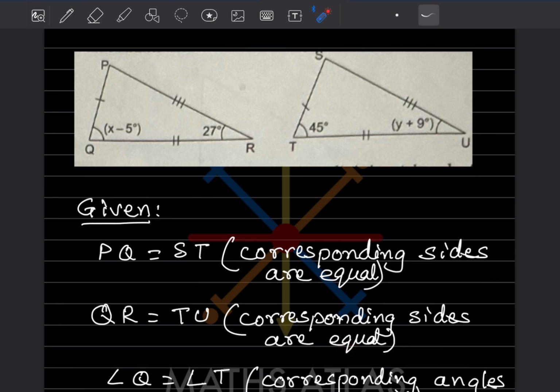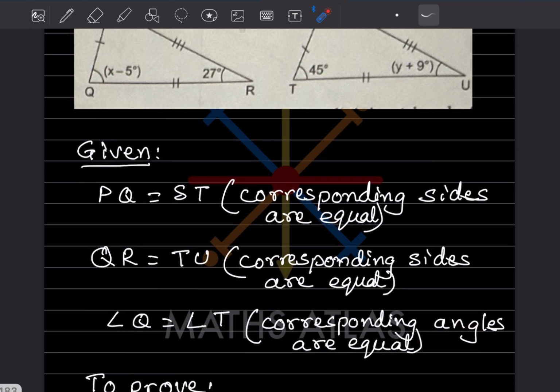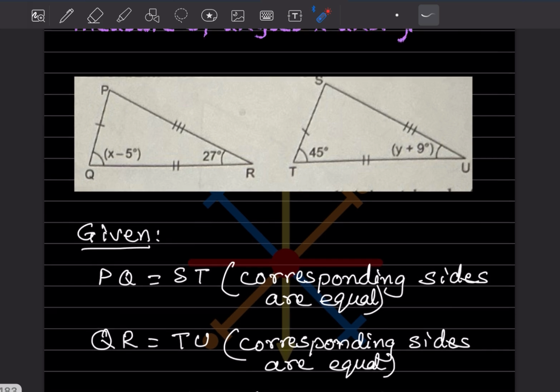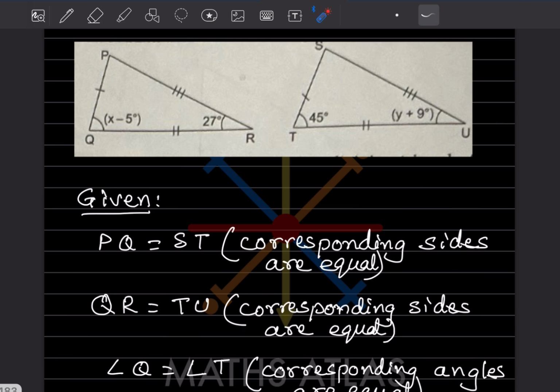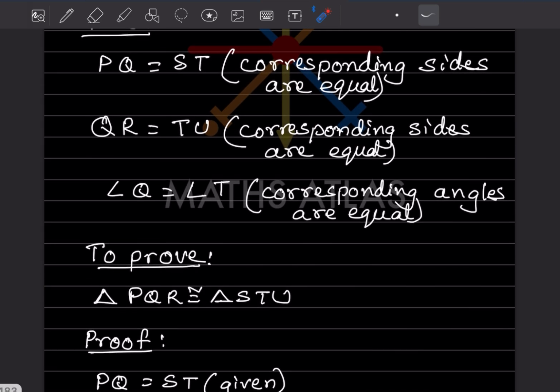Then what we can see, this angle Q is equal to this T. So corresponding angles are equal. Also we can include one thing, PR is equal to SU also, because these are three lines, which means the corresponding sides. So now you can see Q is equal to T and R will be equal to U. So again I'll repeat, Q will be equal to T and R is going to be equal to U.